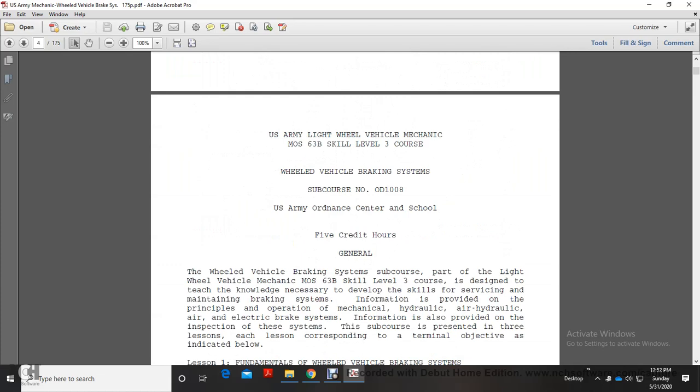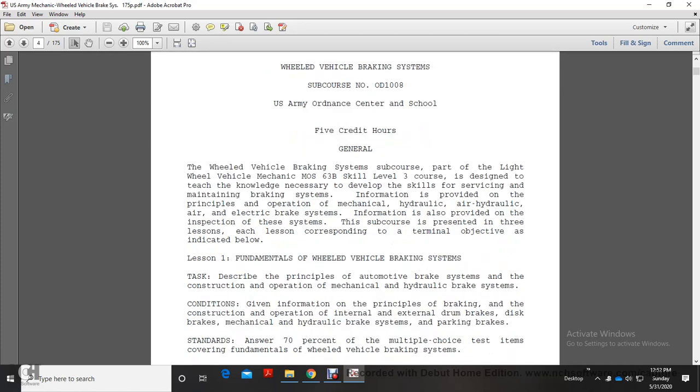Your U.S. Army Light Wheel Vehicle Mechanic MOS 63B Skill Level 3 Course. Wheel Vehicle Braking System, Subcourse number OD1008, 5 credit hours. General. The Wheel Vehicle Braking System Subcourse, part of the Light Wheel Vehicle Mechanic MOS 63B Skill Level 3 course, is designed to teach knowledge to develop skills in servicing and maintaining braking system information, and provides the principle of operation of mechanical, hydraulic, air, and electrical brake system information. It also provides the inspection of these systems.